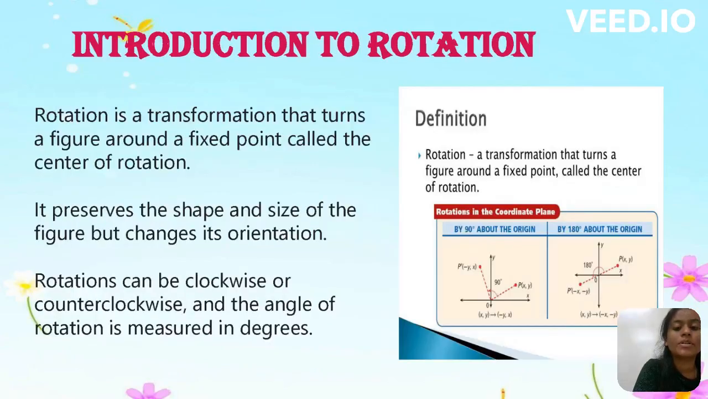Introduction to rotation. Rotation is a transformation that turns a figure around a fixed point called the center of rotation. It preserves the shape and size of the figure but changes its orientation. Rotation can be clockwise or counterclockwise, and the angle of rotation is measured in degrees.